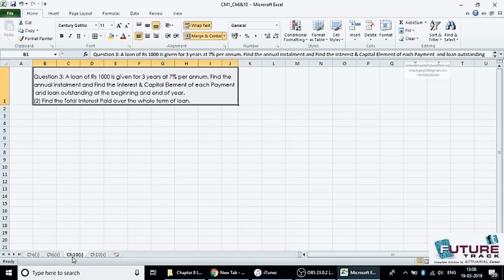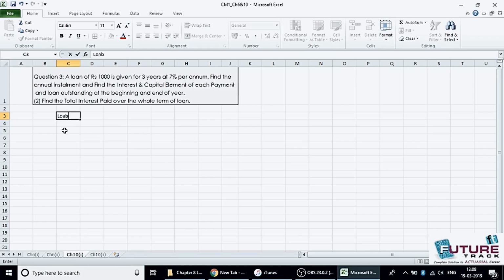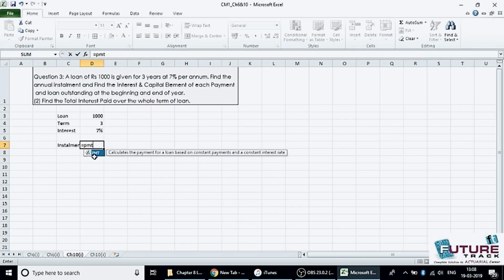So first we have given in the question the loan amount is 1000 rupees. Term we have 3 years, and interest we have 7%. Right? So to find the installment amount, the command for installment is PMT. See, PMT calculates the payment for a loan based on a constant payment and constant interest rate. First thing is we have to mention rate. So this is the rate we are having. Number of payments. So this is my number of payments. Present value. So present value of a loan is what? 1000. Fine. So bracket close, enter.